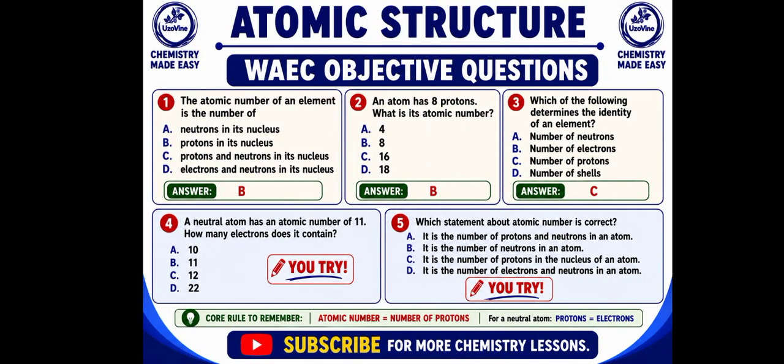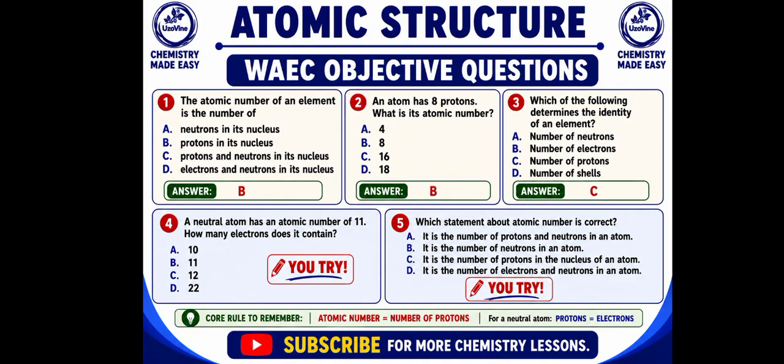Number 1, the atomic number of an element is the number of A, neutrons in its nucleus, B, protons in its nucleus, C, protons and neutrons in its nucleus, D, electrons and neutrons in its nucleus. I'm sure you know that the correct answer is B, protons in its nucleus. Number 2, an atom has 8 protons. What is its atomic number? A, 4, B, 8, C, 16, D, 18, and the correct answer is B, 8.